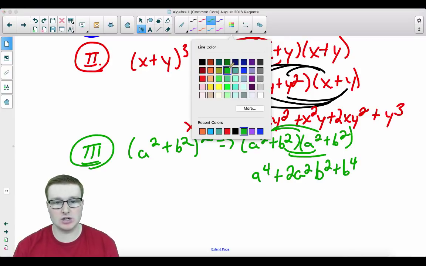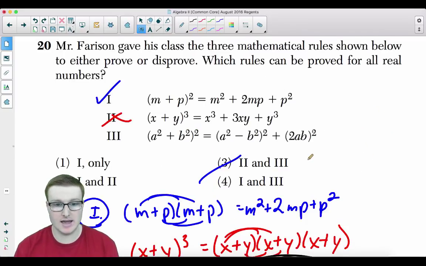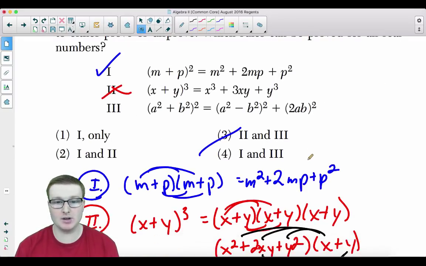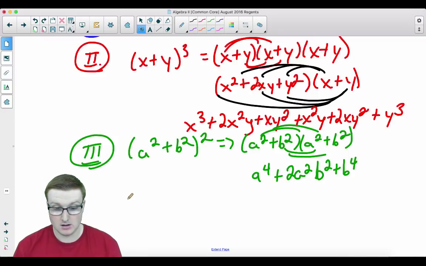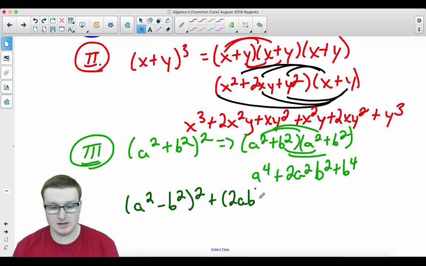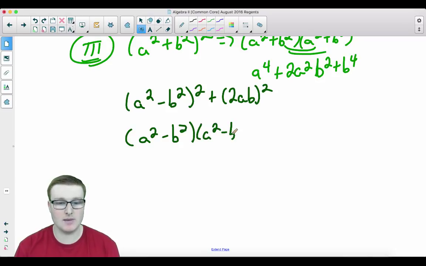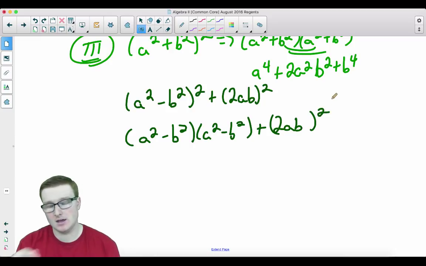Now what we're going to do is we're going to verify that this equals (a squared minus b squared) squared plus (2ab) squared. So we get (a squared minus b squared) squared plus (2ab) squared. Let's go ahead and solve this. So we get (a squared minus b squared)(a squared minus b squared) plus (2ab) squared, right?